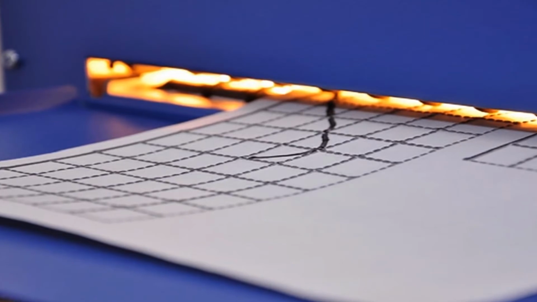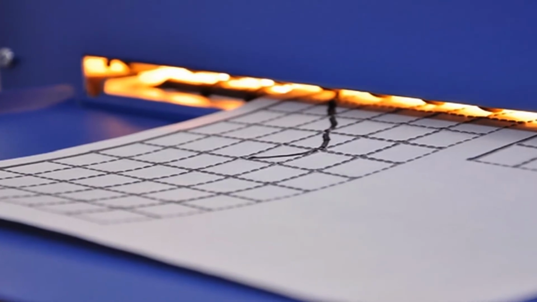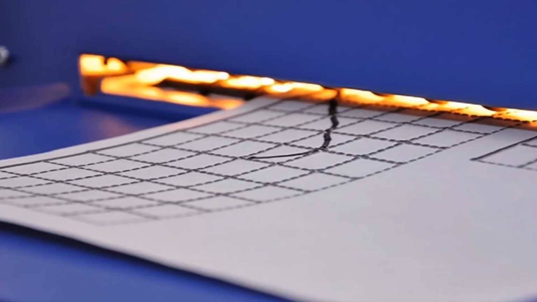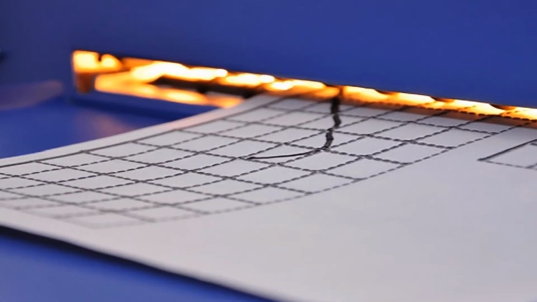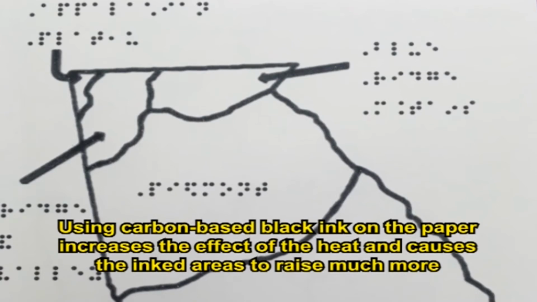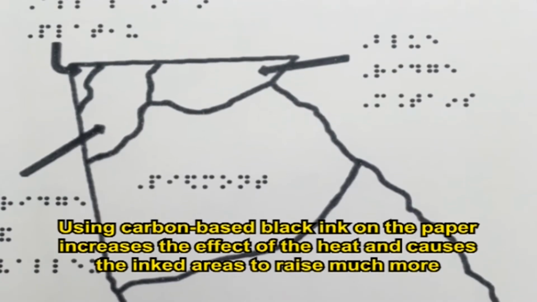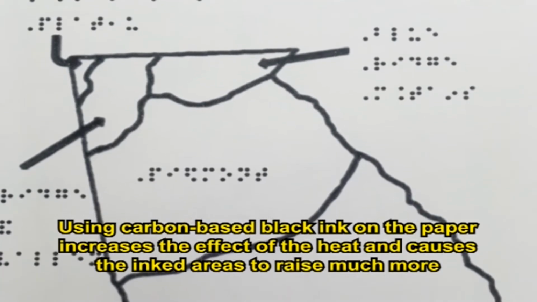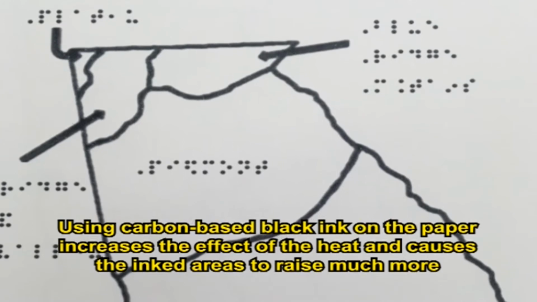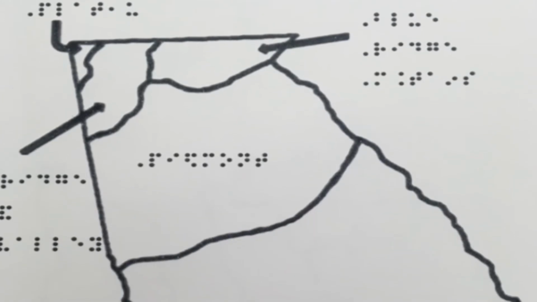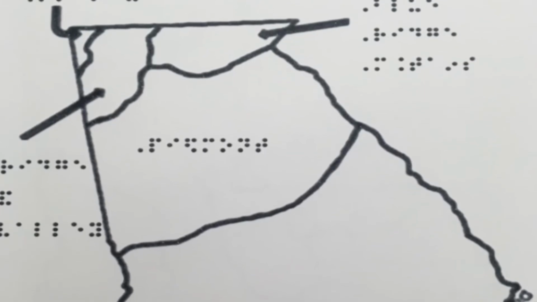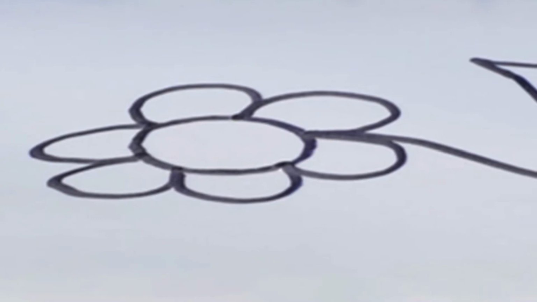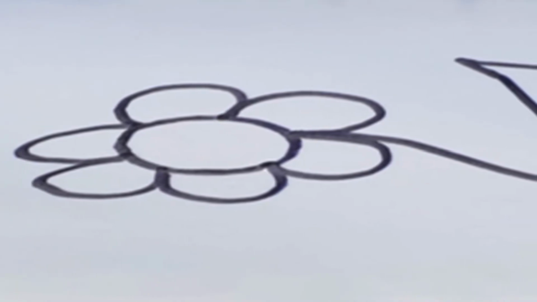Swell paper or capsule paper has microcapsules of alcohol embedded in its surface that burst and make the surface of the paper swell up when exposed to heat from a fusor. Using carbon based black ink on the paper increases the effect of the heat and causes the inked areas to raise much more. This process is very popular in developed countries since it provides a good image resolution and is easy to produce. The images can be drawn on the swell paper by using any of the three approaches.